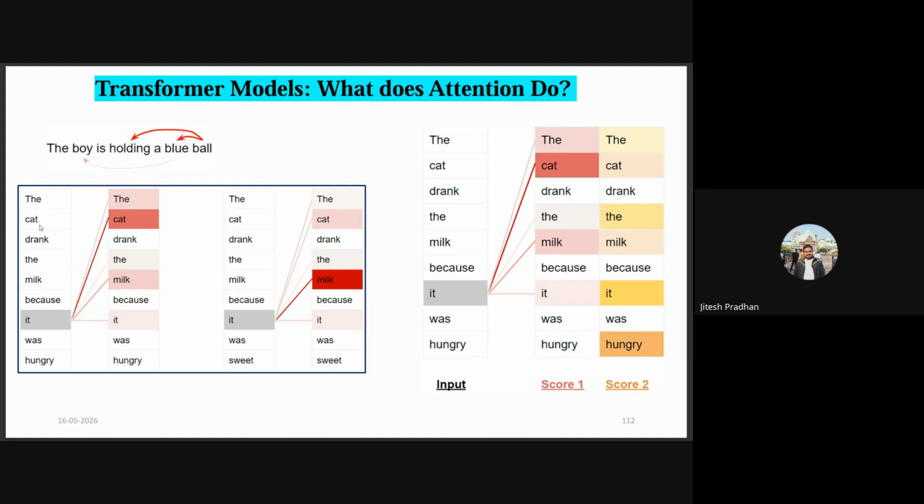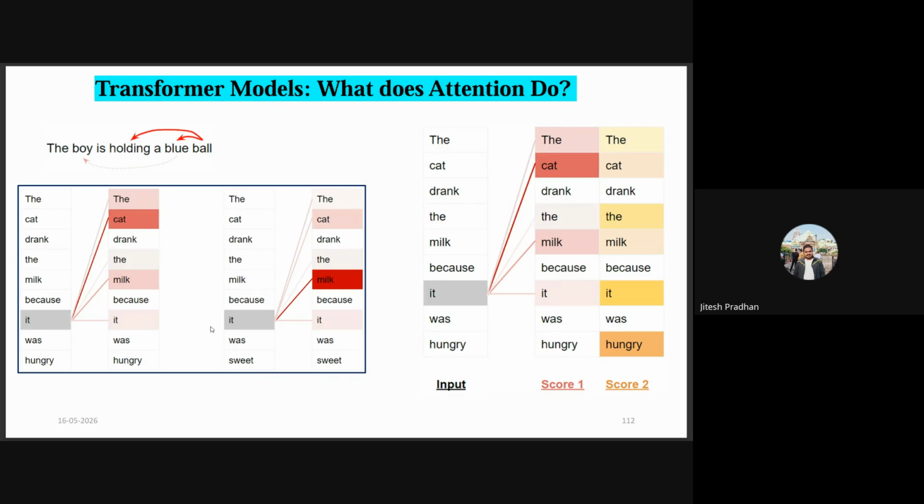Now, in an RNN or LSTM, what happens? We feed the words separately: the, cat, drank, the, milk, because, it separately. Since we have given separate information, the word it is not related to the others, so we don't know that it refers to the cat. That's why, look here, this it is highly related to the cat. In the first sentence, the word it refers to the cat, so that is where the attention is. Then it is also a little related to the milk.